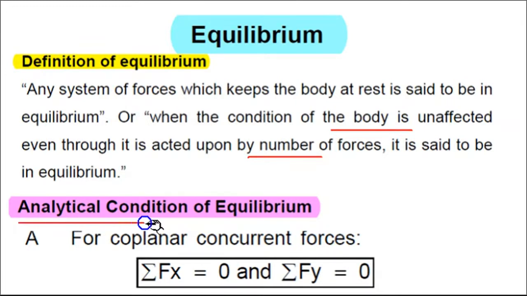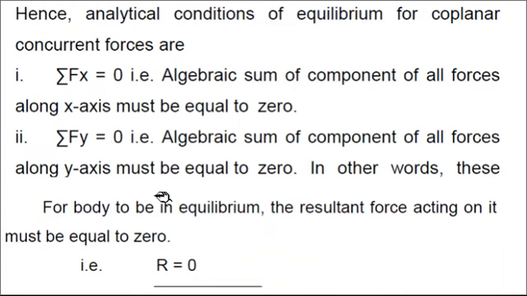First one is conditions for coplanar concurrent forces. You know that in a concurrent force system, forces are acting at a point. So whenever we resolve, it has two components, Fx and Fy. There is no role of moment in a concurrent force system. So for equilibrium of a concurrent force system, there are two important conditions: summation of Fx is 0 and summation of Fy is 0. But in the case of a non-concurrent force system, all three conditions, Fx = 0, Fy = 0 and moment = 0, come into account.